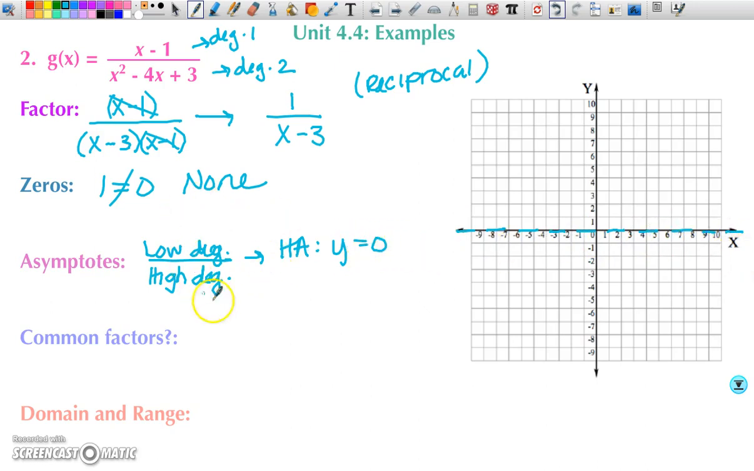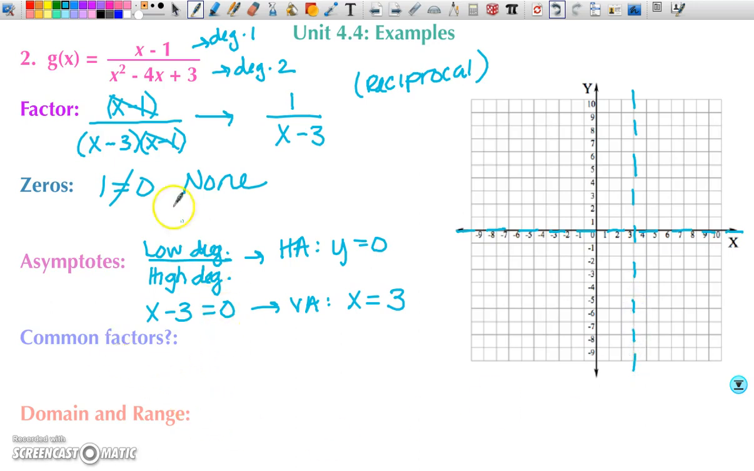Then we need our vertical, which is taking your denominator and setting it equal to 0. So x minus 3 equals 0, which means your vertical asymptote is at x equals 3. And so throw your vertical asymptote here at x equals 3.